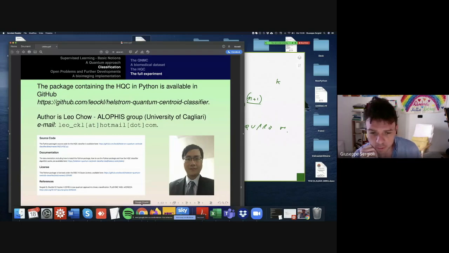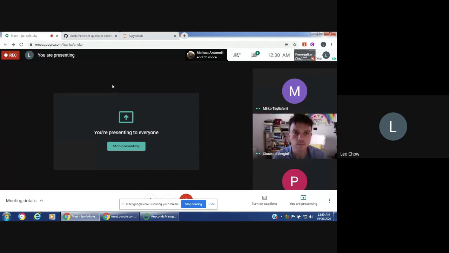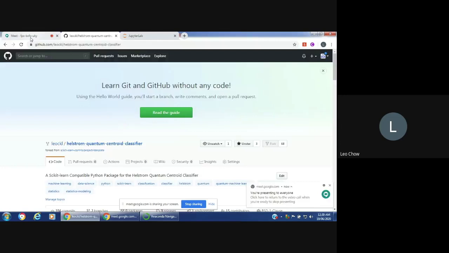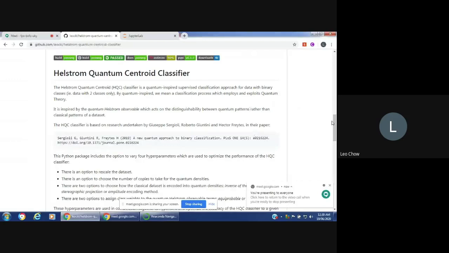All right, so what I'm going to do today is give a quick tutorial on how to install and use the HQC package that we've developed in Python. First of all, if you click on the link in Giuseppe's presentation slide, it will bring you to my GitHub page where the HQC classifier is sitting at the moment. This package is a Scikit-learn compatible package, and this page pretty much just gives you an introduction to the HQC classifier.